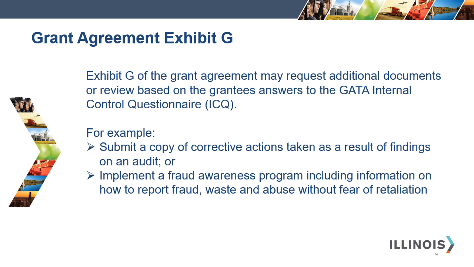To maintain compliance with the grant agreement, grantees should review Exhibit G for any requirements to be addressed. There may be tasks or documents to submit based on the grantee's answers to the GATA ICQ. For example, submit a copy of corrective actions taken because of findings on an audit, or implement a fraud awareness program including information on how to report fraud, waste, and abuse without fear of retaliation.